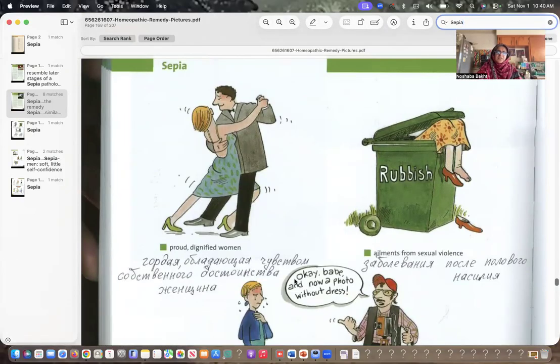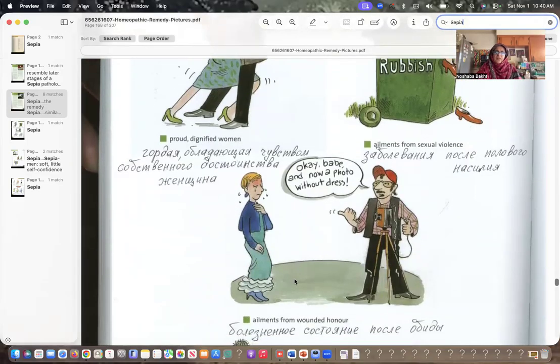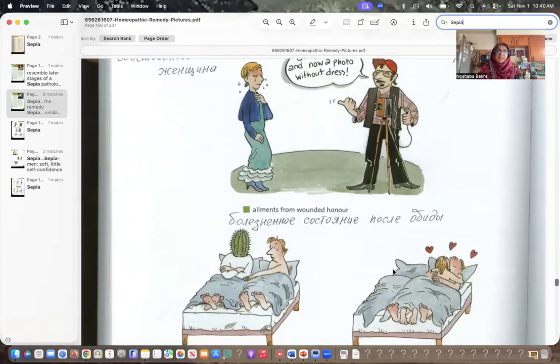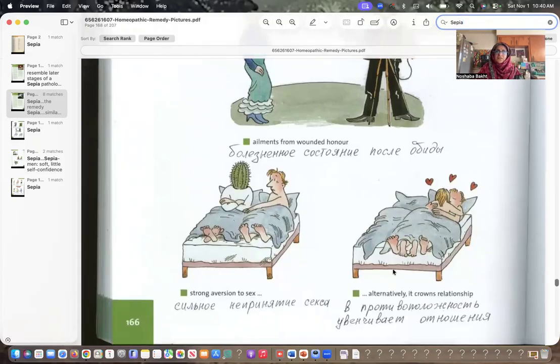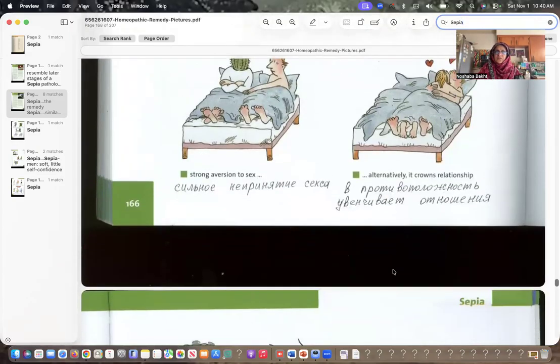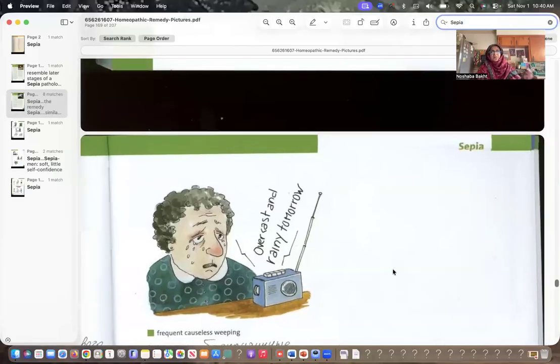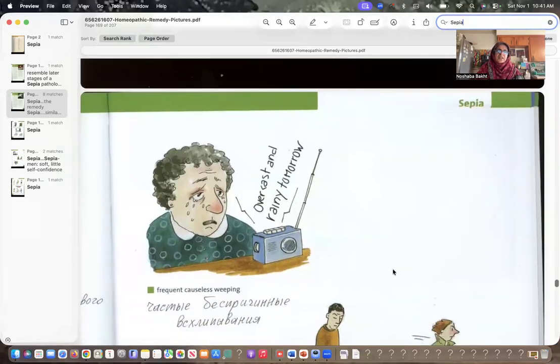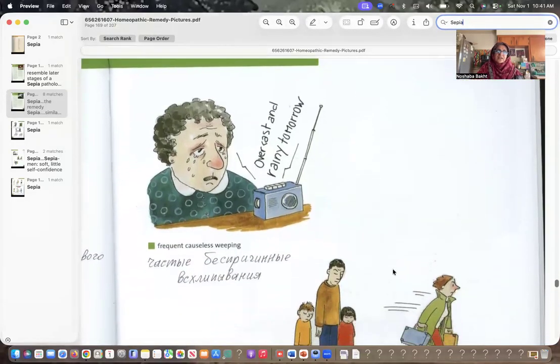But she does not know how to let people treat her, so she is not treated with honor. This person does not want to have any relationship with the husband or any sexual relationship. Complete aversion. They cry a lot.